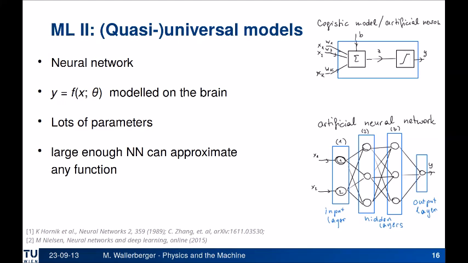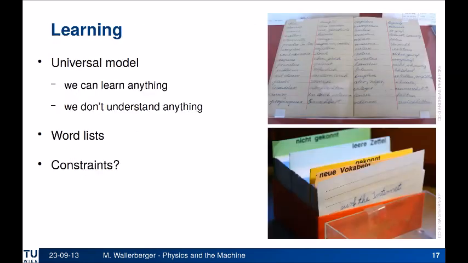However, these two properties are a bit weird. And to understand that, we need to talk a little bit about what these universal models can do. They can, in principle, learn anything. Anything. Any data we throw at it. But the question is, how can they understand anything if they can learn anything? And here is my analogy.